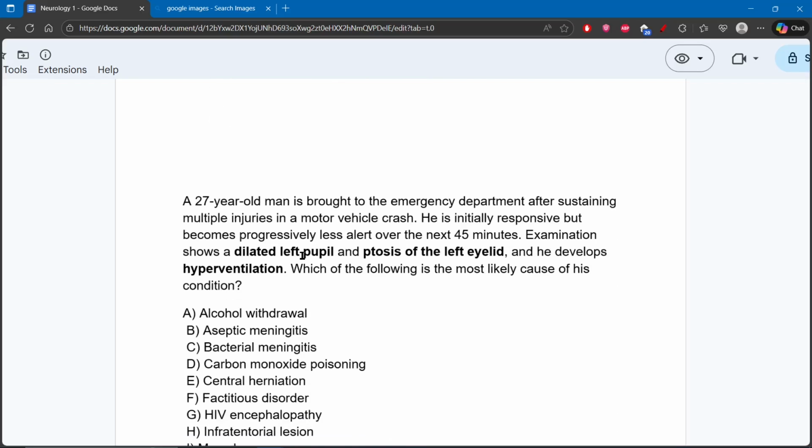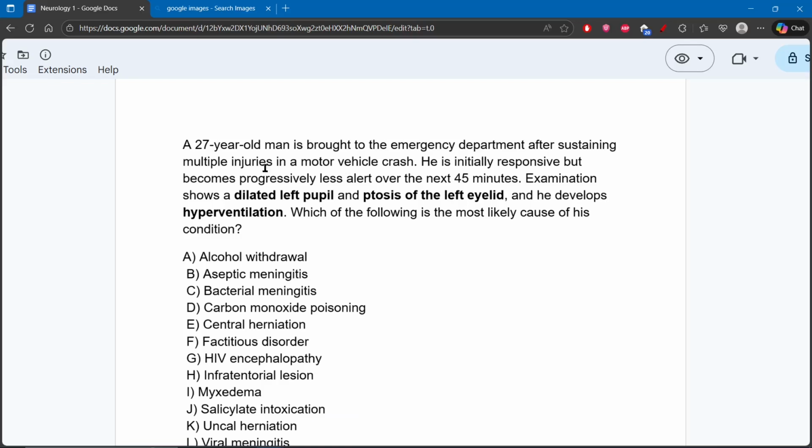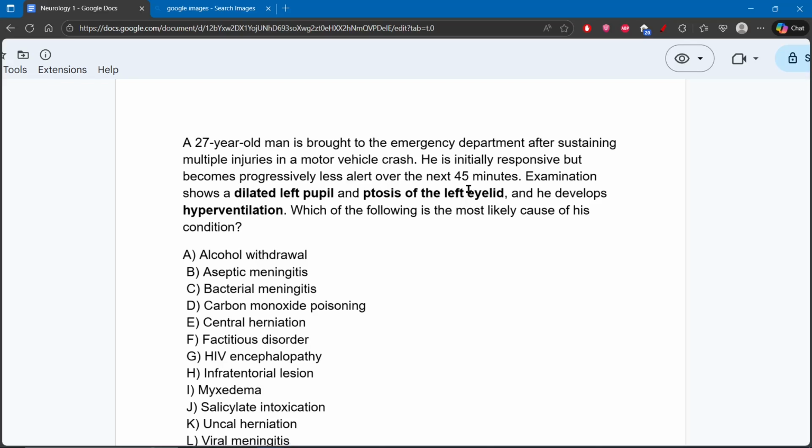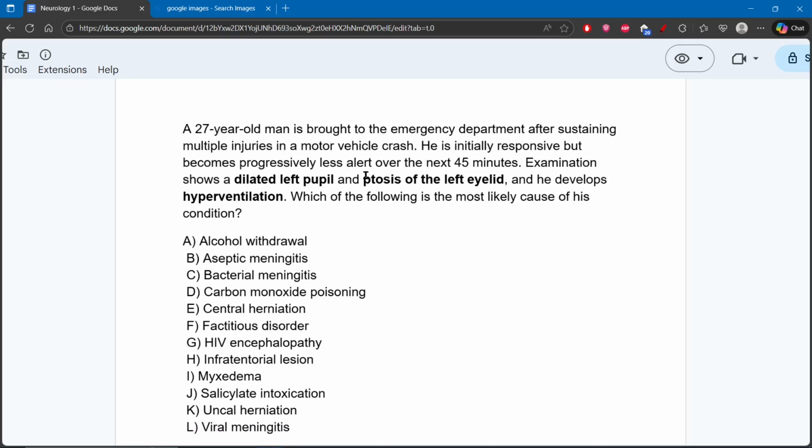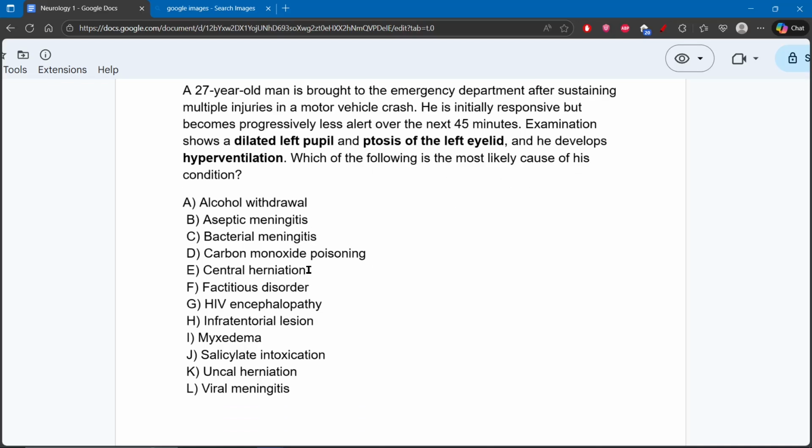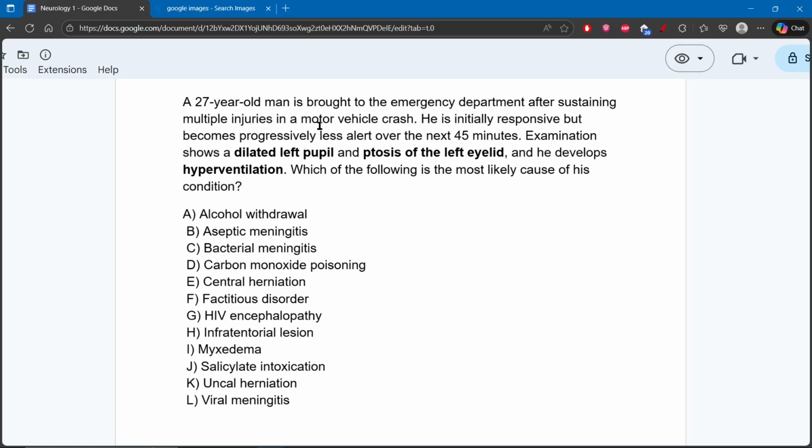All right. So a 24-year-old man is brought to the emergency department after sustaining multiple injuries in a motor vehicle crash. He is initially responsive but becomes progressively less alert over the next 45 minutes. Examination shows a dilated left pupil and ptosis of the left eyelid. He develops hyperventilation. Which of the following is the most likely cause of this condition? And these are your options. So go ahead and decide an answer.